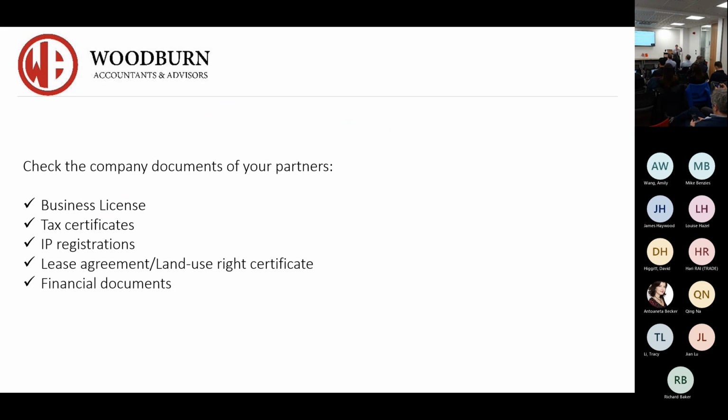If you want to go to further levels, you can ask for their tax registrations, you can ask for their IP registrations, you can ask for their lease agreement. Financial documents, you can always ask. There, you might find they say, why do you need my financial data? I would not give my financial data to anybody, but giving my business license, I have no issue. All right. And don't forget that now in China, the business license is also your tax registration.